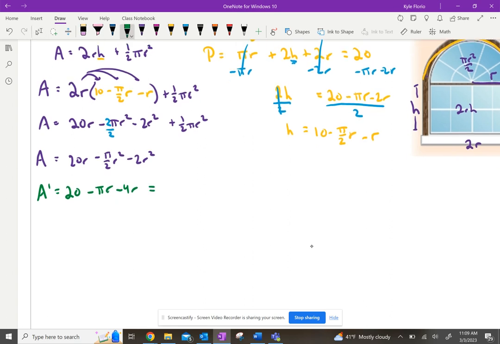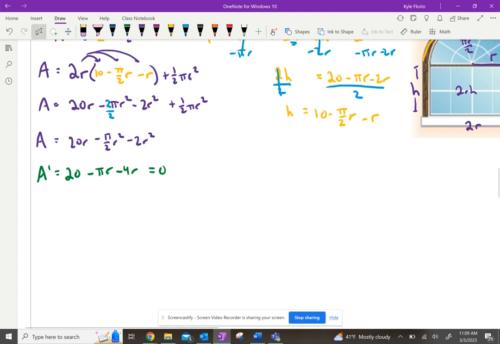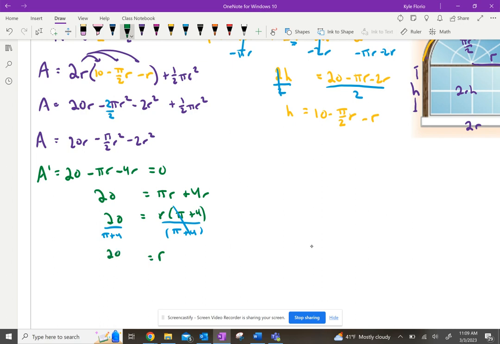And I want to find out where this is 0 or does not exist. It's going to exist everywhere. It's just a linear equation, so I just need to solve for r. So I'm going to add the pi r and the 4r to the other side, so everything's positive. It's going to be a positive pi r plus 4r. And then I'm going to solve for r, you just got to factor out the r, and you get pi plus 4. If we're trying to solve for r, divide both sides by 4 plus pi. Those cancel out, which is very nice. And so the radius is exactly 20 over pi plus 4.